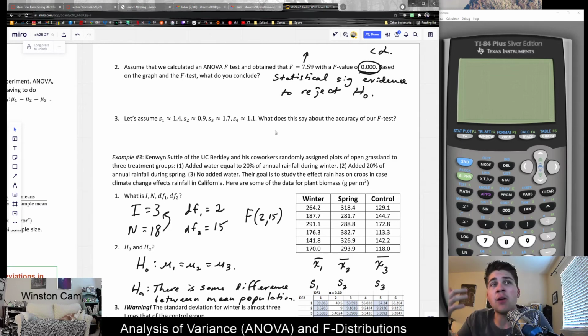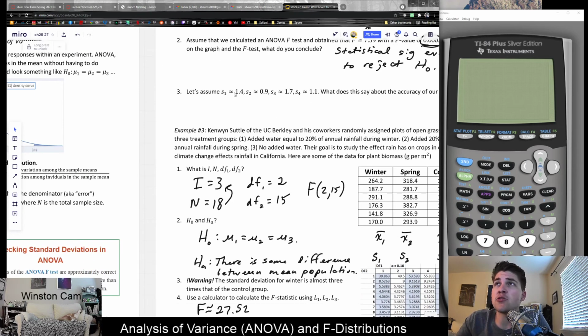But you can imagine how we could then go back and use a 2-sample test to compare specific groups from there. But we would not want to proceed with that if we did not get such a low p-value. And then number 3 says, let's assume that the standard deviation S1 of the first group, so this would be for high school students, is about 1.4, S2 is 0.9, standard deviation for college graduates is 1.7, and the standard deviation for grad students is 1.1.